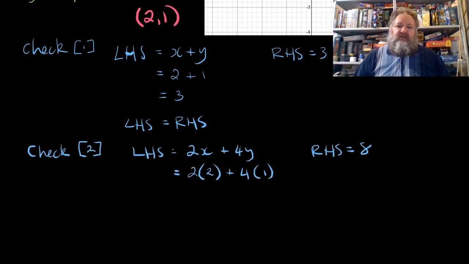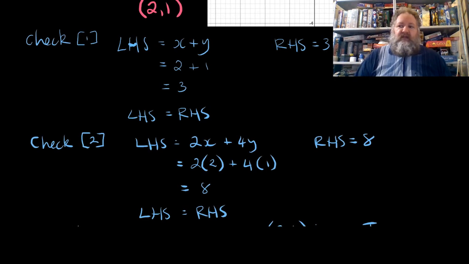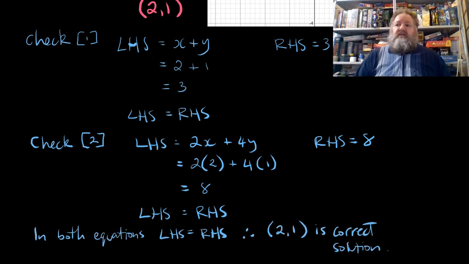I will then also check my second equation. I can see that my left-hand side is equal to 8, my right-hand side is equal to 8. And then I can say in both of these equations, the left-hand side equals the right-hand side, therefore 2, 1 is the correct solution. Okay, so that's the process that you go through to be able to work out simultaneous linear equations using graphical means.